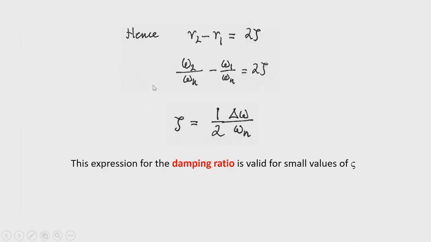Then the difference of these two frequency ratios is obviously 2 xi. So, we can write r 2 minus r 1, that is omega 2 by omega n minus omega 1 by omega n, equal to 2 xi. So, omega 2 minus omega 1, the term in the numerator, is nothing but the bandwidth. So, delta omega is the bandwidth of the curve and omega n is the natural frequency. From this expression we can get the damping ratio. So, from the frequency response curve we can find the damping ratio, as well as from the logarithmic decrement of the free decay.